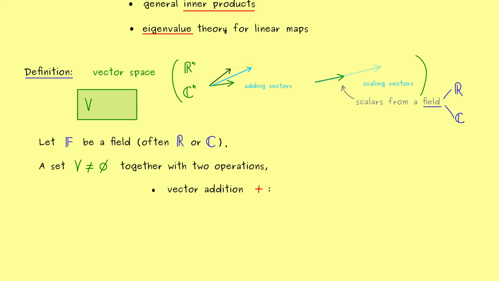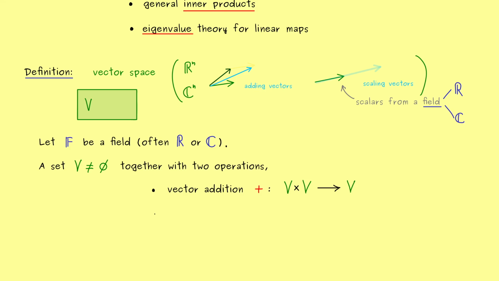So now we know the vector addition needs two inputs, namely two vectors from V. And then the output should be again a vector in V. So not so fancy, two vectors together give us a new vector.